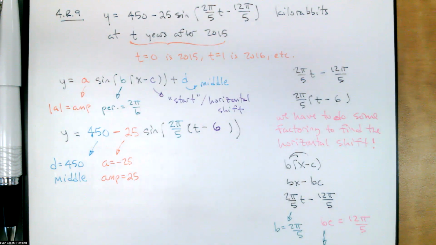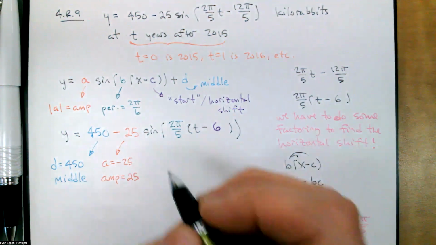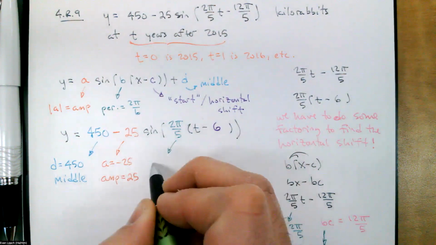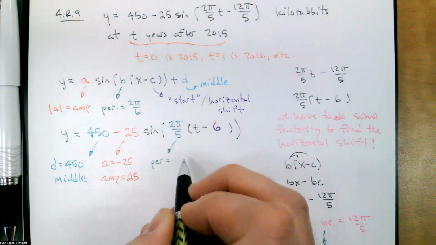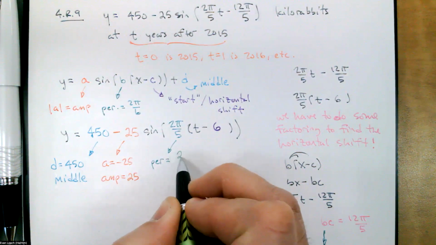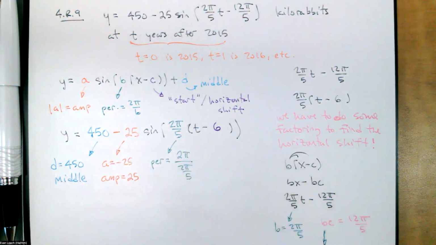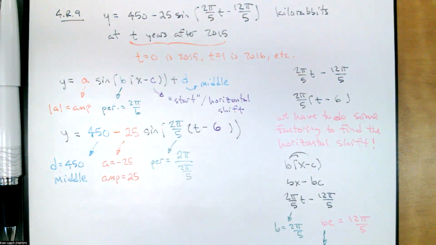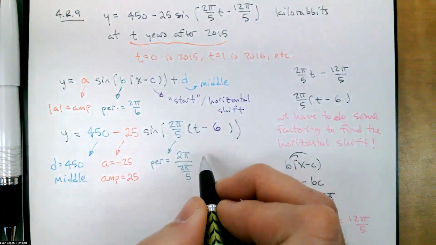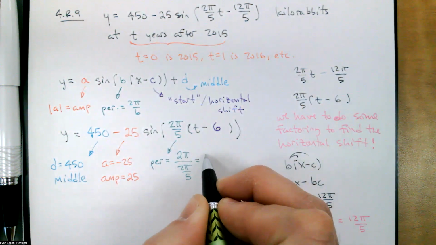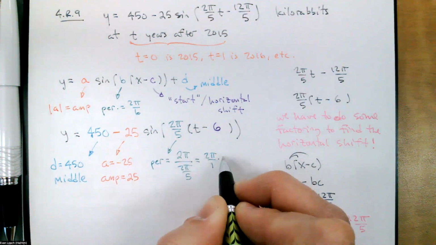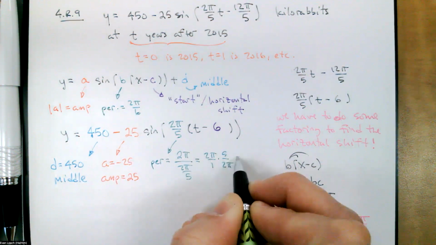The coefficient 2 pi over 5 will tell us about the period. The period is not 2 pi over 5. That's just going to tell us what the period is. So the period is 2 pi over 2 pi over 5. So that's 2 pi over 1 times 5 over 2 pi. So just 5.